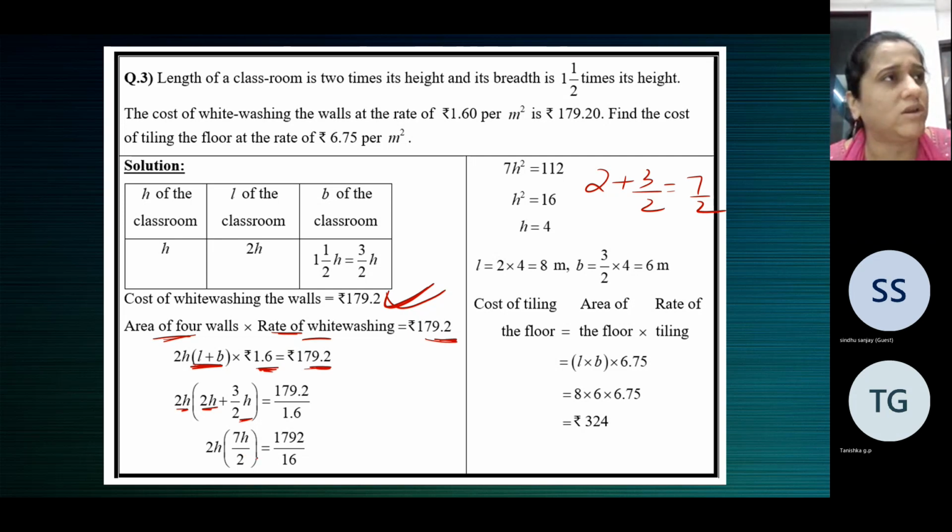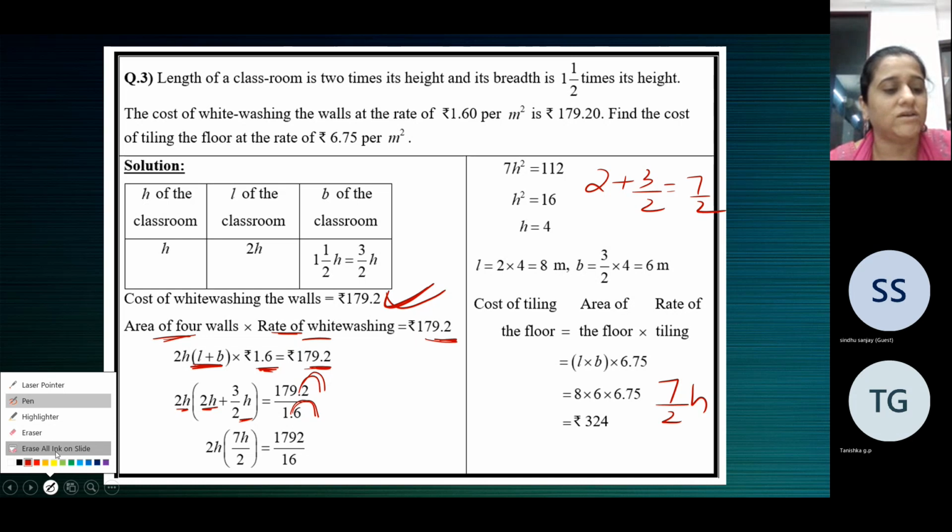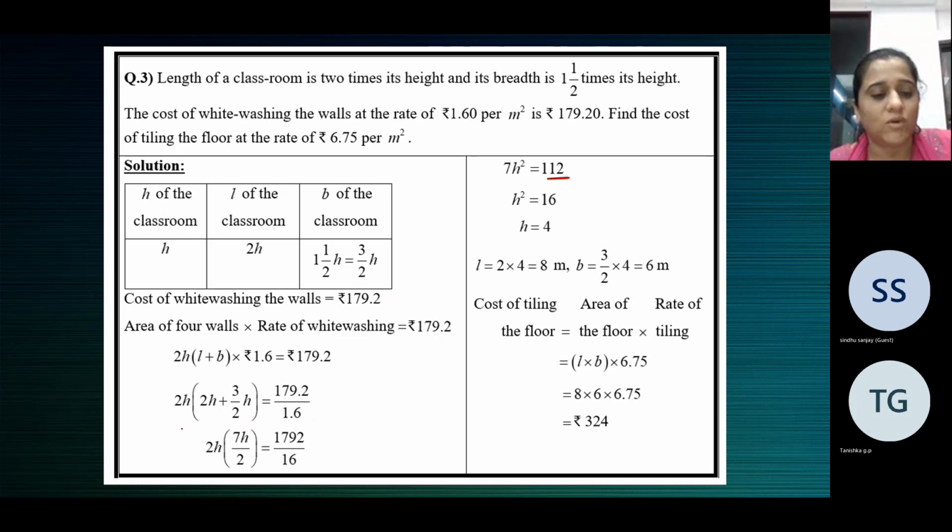See, that you should know how to calculate. 2H plus 3 by 2H. LCM. 7 by 2 you get 7 by 2H. So 2H into 7H by 2 or 7 by 2H, both are the same. It's equal to, I'm shifting the decimal point, 1 in the numerator, 1 in the denominator. So it becomes 1792 by 16. On simplifying, you get 112. And here 2 and 2 get cancelled. So 7h into h is 7h squared is equal to 112.